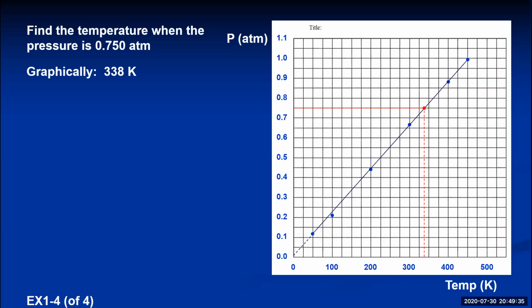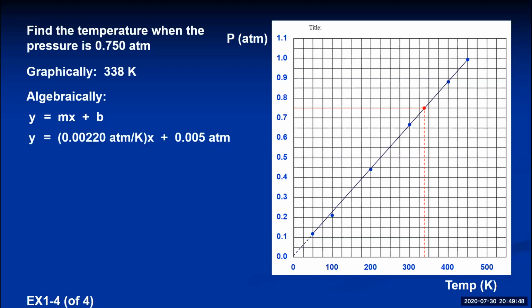A better way to do it is to use our equation. And so I'm going to ask you actually in the activity to do both: read it graphically and then calculate what this value would be from your equation. So algebraically, we're going to use y equals mx plus b. We know the m value, 0.00220 atmospheres per Kelvin, and we know the intercept, 0.005 atmospheres. So what we're going to do is we're going to plug in the y value of 0.750 atmospheres, and we're going to solve for x. And so if you can manipulate this equation to calculate x, x comes out 339 Kelvin, and that's how you're actually going to be able to read this graph.